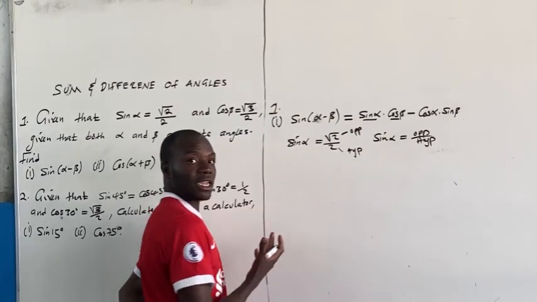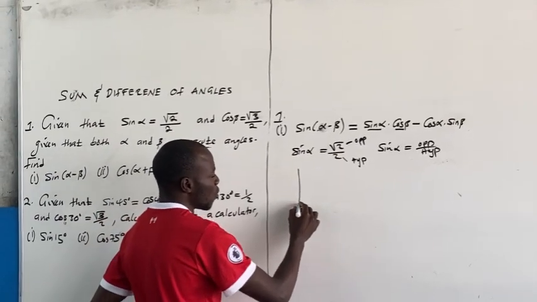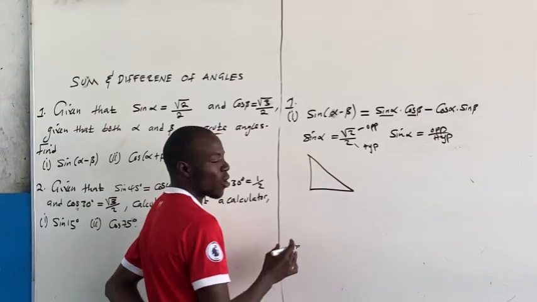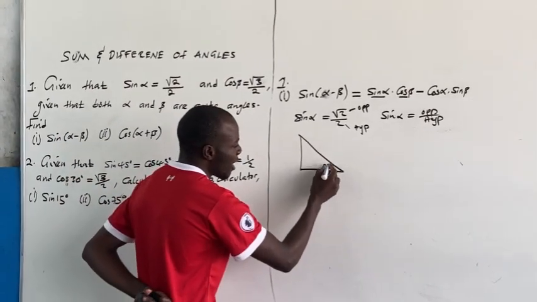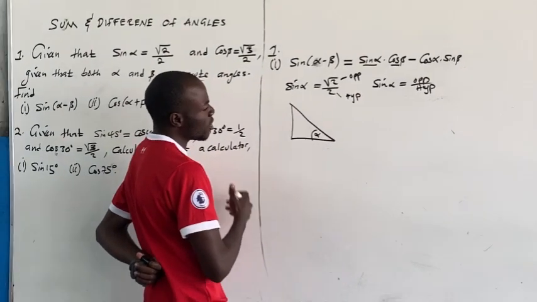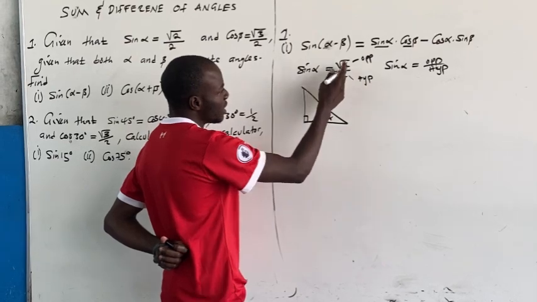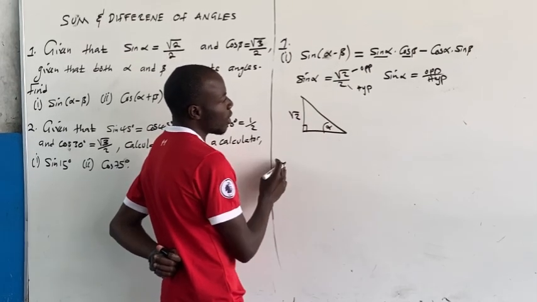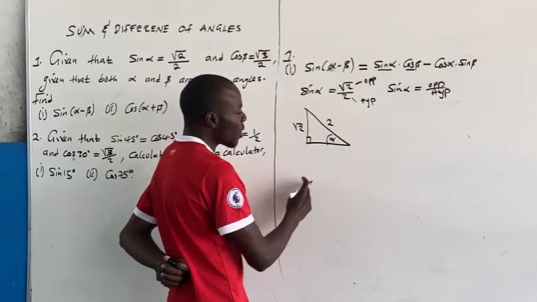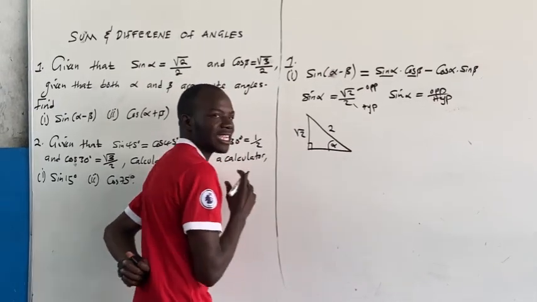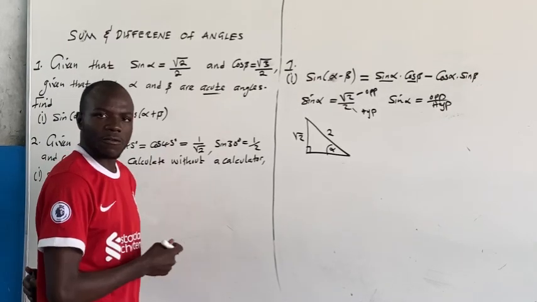What does it mean now if you were to draw a triangle? If we draw a triangle, we have something like this. This triangle is for alpha as an angle. So let's say we have alpha here as an angle. The opposite in this case is this side, which we can put as square root of 2. Then the hypotenuse is the longest side, which is 2. Again, here we need to find this other side to know cos alpha.